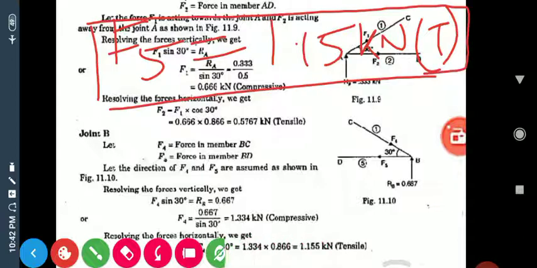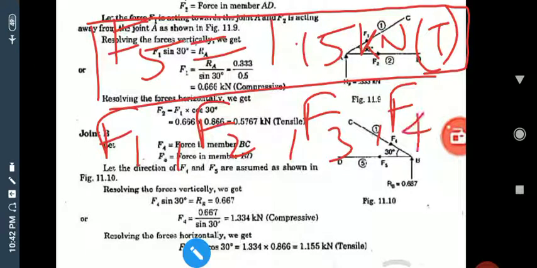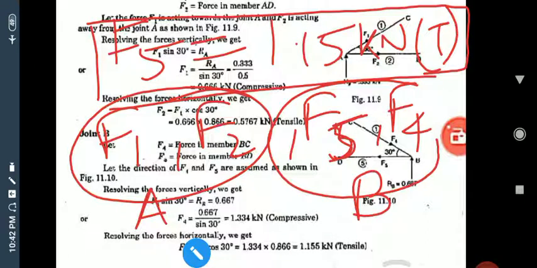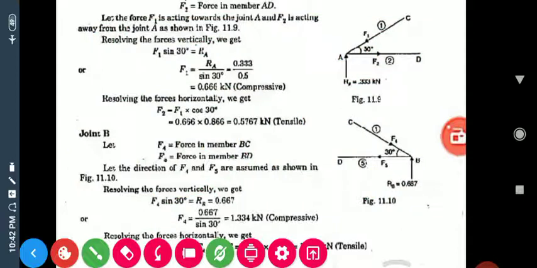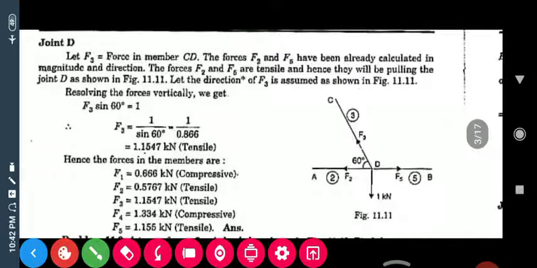So till now we have obtained F1, F2, F3 and F4. F1 and F2 are obtained by equilibrium of joint A, and F4 and F5 are obtained by considering equilibrium of joint B. Okay, so now joint C is remaining here. Now we will consider equilibrium of joint D.